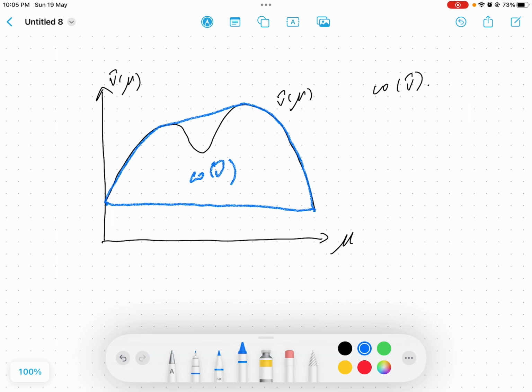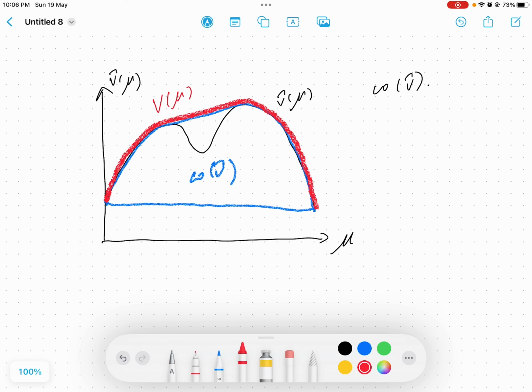So how about the other function that we mentioned, which is the upper contour of the convex hull? We use the big V to denote that. So that is simply the upper contour of the convex hull of the v hat, right? So it's simply this. All right, so that's it.